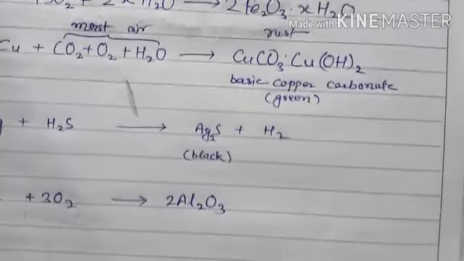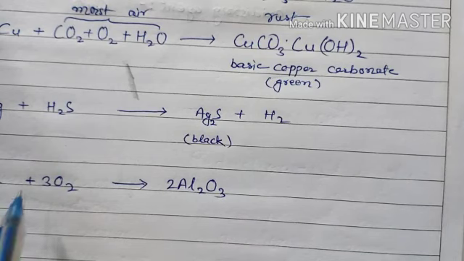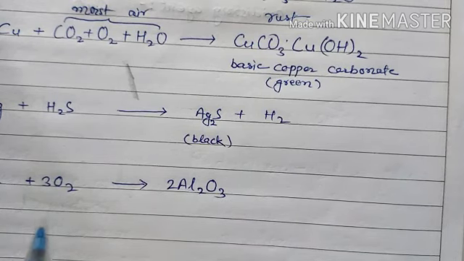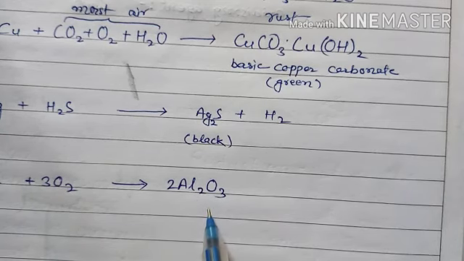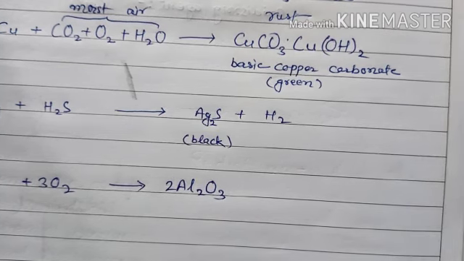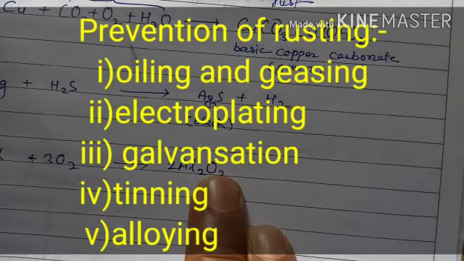And also students, we have just discussed this beneficial effect of redox reaction: aluminum metal reacts with oxygen to form an inert layer of aluminum oxide, and this inert layer of aluminum oxide protects the aluminum metal from further corrosion. Therefore, aluminum articles do not need painting or polishing, and we can prevent rusting by oiling and greasing, electroplating, galvanization, tinning or alloying.